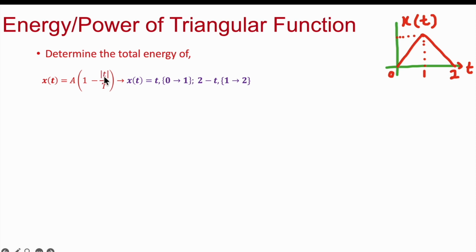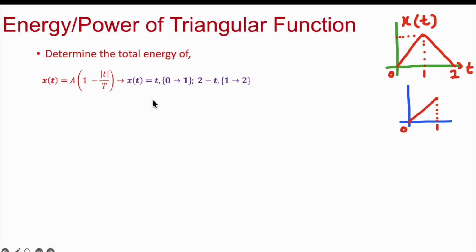1 minus |t| divided by capital T, where A is the amplitude. So if that is the graph, we can interpret it using these mathematical equations: x of t is equal to t from 0 to 1, and equal to 2 minus t from 1 to 2. How? We will see that the first part of this function is simply a ramp function.